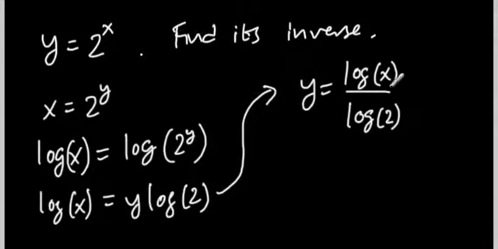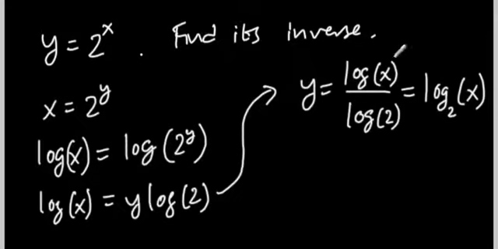If you remember the change of base rules, when you have a log over a log, this just becomes log base 2 of x. If you're confused by this, just go back to the video where I talk about the change of base, and this should make sense. You should be comfortable going from this form to this form and vice versa. You need to be comfortable going between these two forms. So in this case, y is equal to log base 2 of x.